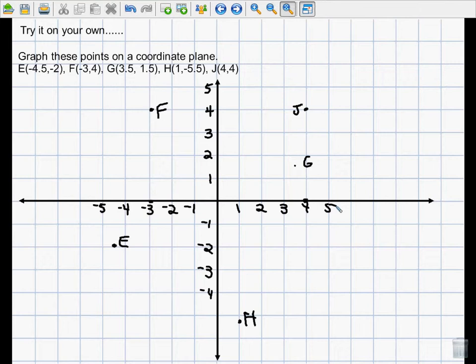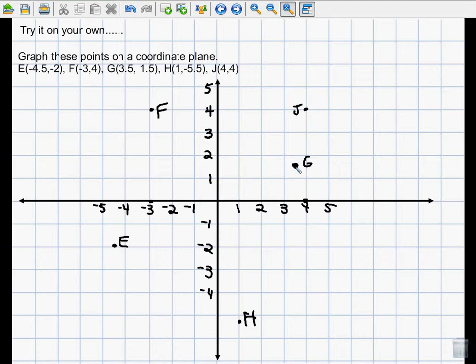All right, let's see here. G, Zach did G for us. He went out to 3.5 and then went up 1.5. And here's where he landed, nowhere near a grid intersection. That's okay. Sometimes they're not. What quadrant is Zach in? 1, 2. That would be 1. Upper right's first quadrant, okay?